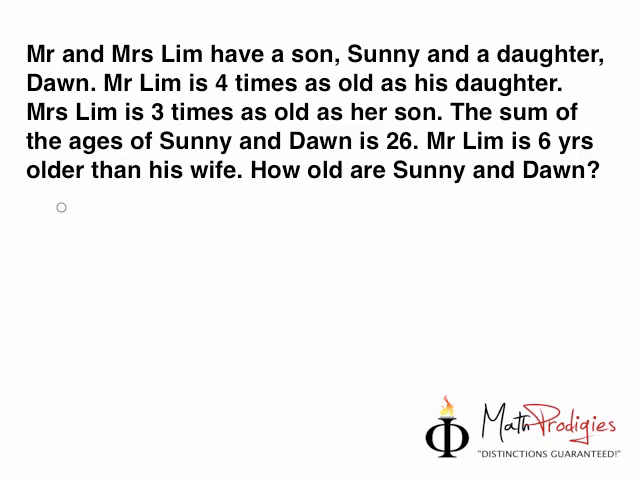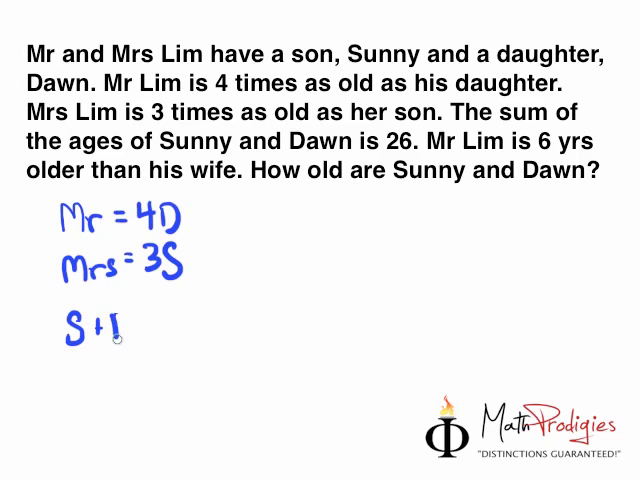So let's just write simply Mr. Lim equals 4 times daughter. Mrs. Lim is 3 times as old as the son, equals 3 son. The sum of the ages of Sunny and Dawn is 26. I think that is the first equation.